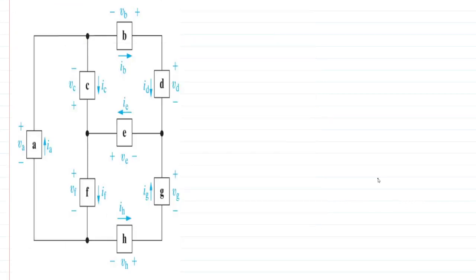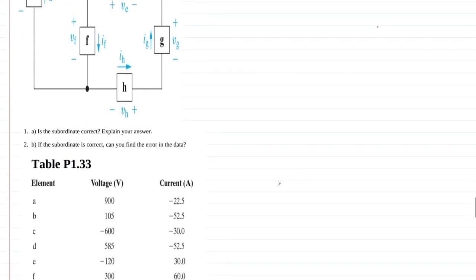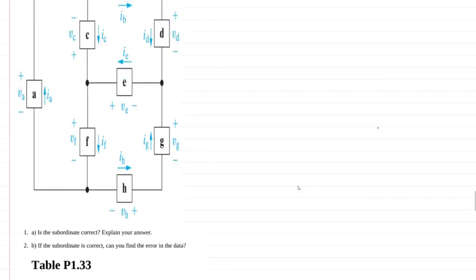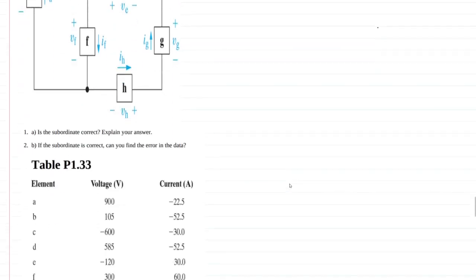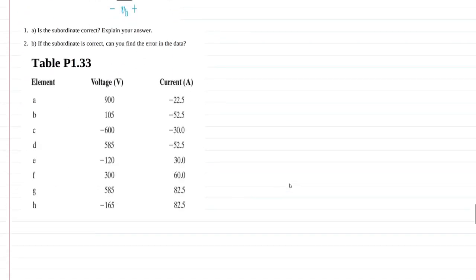So for this problem, our objective is to analyze this network and determine if our subordinate that says that this circuit fails the power check is correct or not. And then if they are correct and it fails the power check, we've got to see if we can find the mistake that makes the answer wrong. So the first thing we have to do is take a look at our circuit and look at the table we have here. These are in volts and amps, so they're going to be rather large values for power.